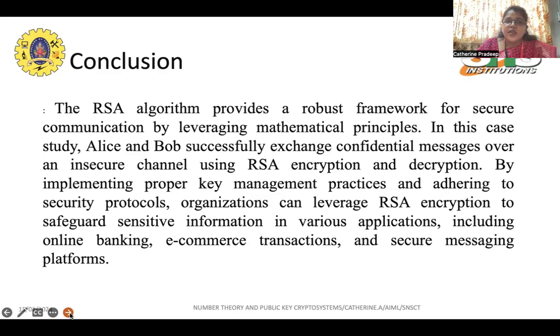What we understand is that the RSA algorithm provides a robust framework for secure communication by leveraging mathematical principles. In this case study, Alice and Bob successfully exchanged confidential messages over an insecure channel using RSA encryption and decryption. By implementing proper key management practices and adhering to security protocols, organizations can leverage RSA encryption to safeguard sensitive information in various applications, including online banking, e-commerce transactions, and secure messaging platforms.